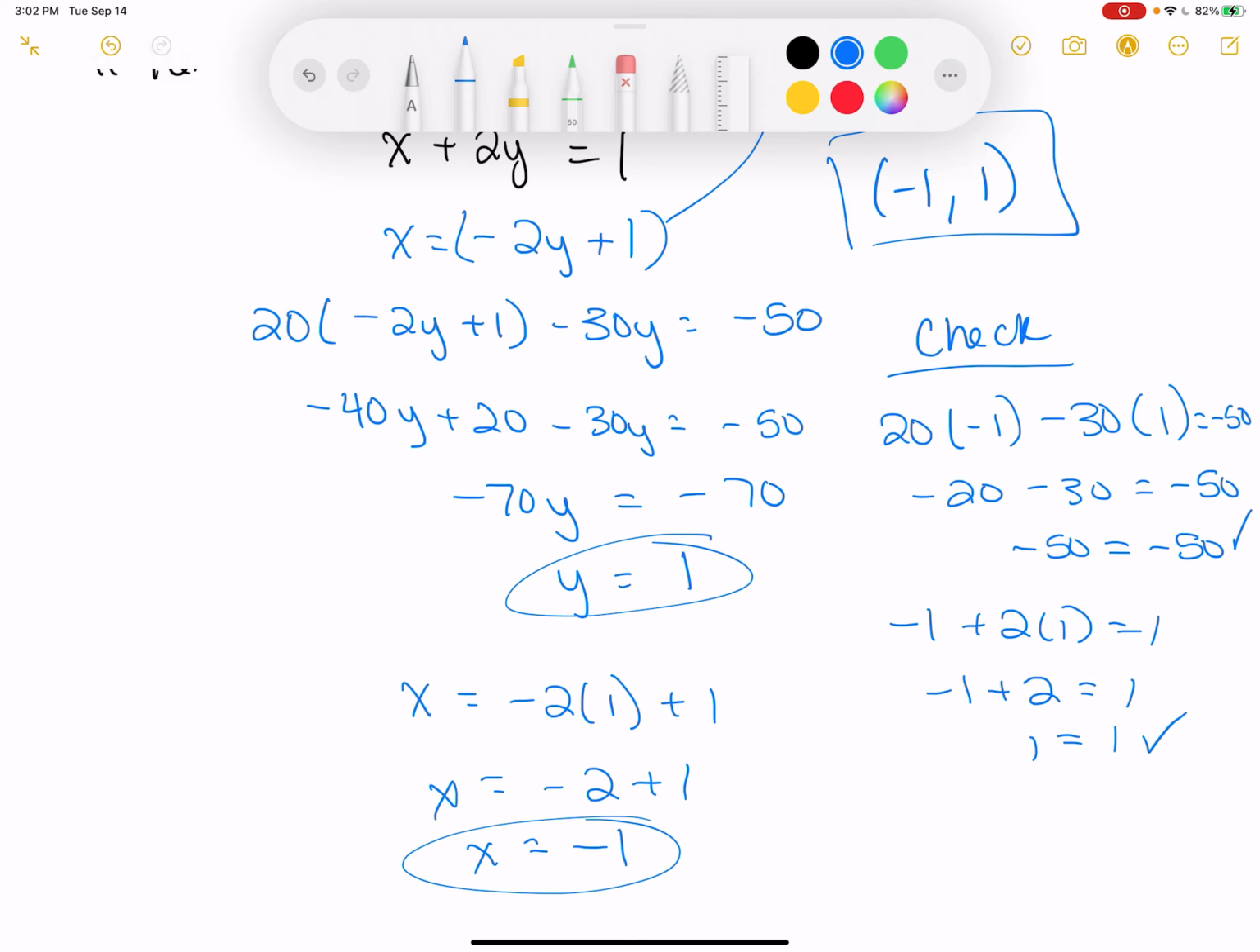I take that y is equal to 1 and plug it into my modified equation up there: x is equal to negative 2 times y plus 1. So I put 1 in for y, and I get negative 2 times 1 plus 1, which is negative 2 plus 1, which is negative 1. So I have the ordered pair negative 1, 1, and then I just plug it back into the equations to check them. I got that. Okay.